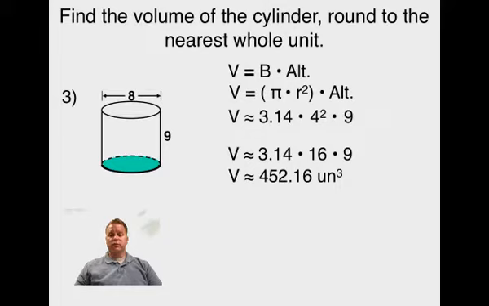We're rounding to the nearest whole unit. So find the decimal point, look to the right. If it's 0 to 4, we leave it alone. If it's 5 or more, we raise it up. Since that's a 1, we're going to leave it alone, and we'll get 452 cubic units.